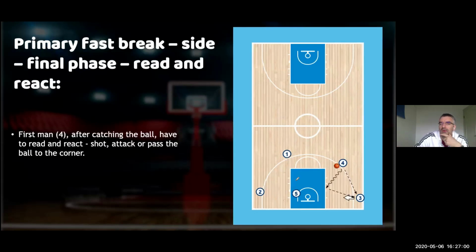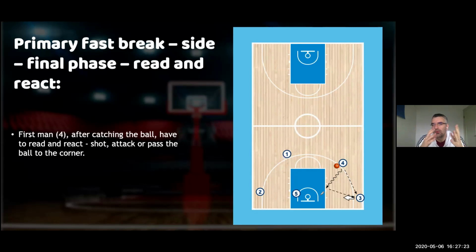So as I said, this player 4 grabbing the ball can pass, can put the ball on the floor and attack, could pass inside to player 5, could pass and cut. Lots of options.